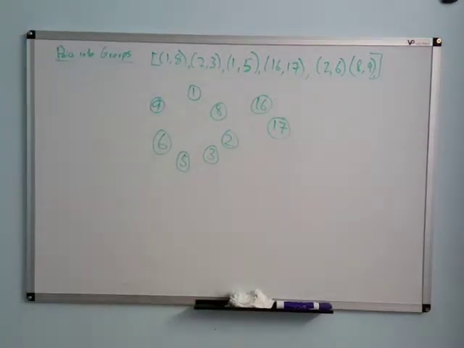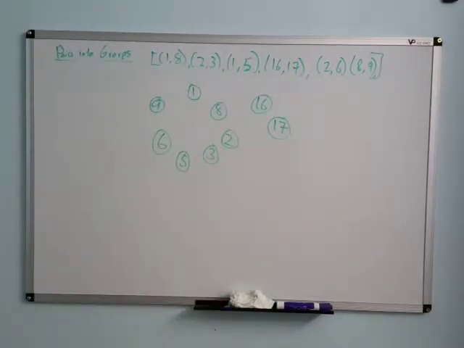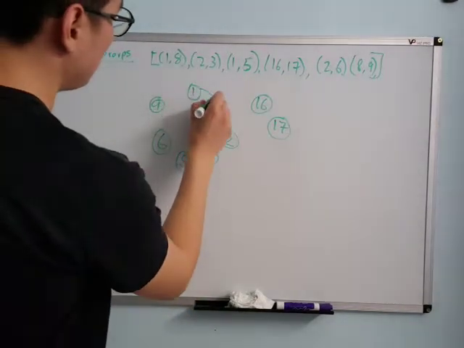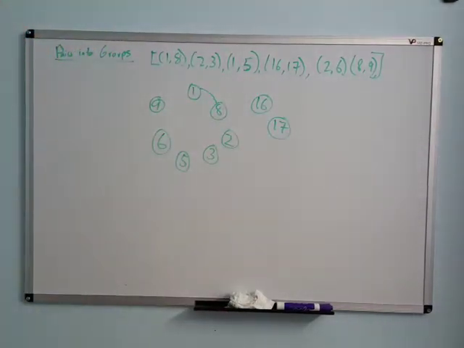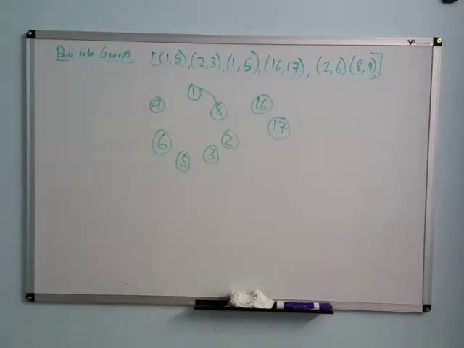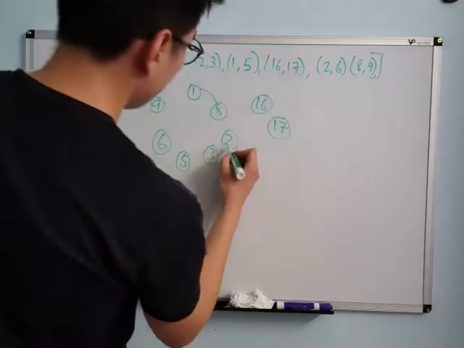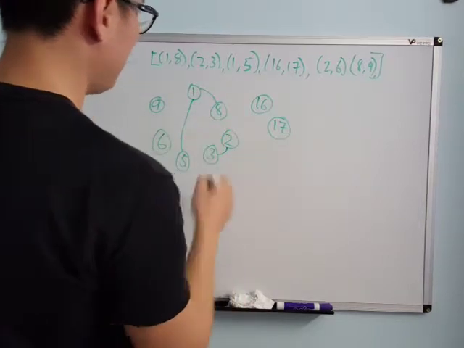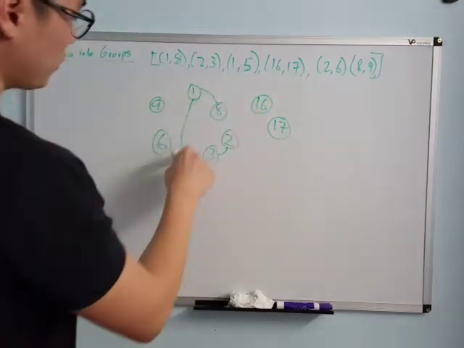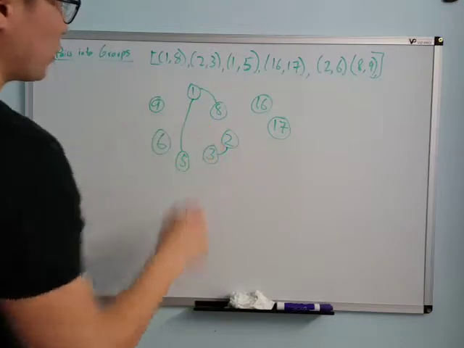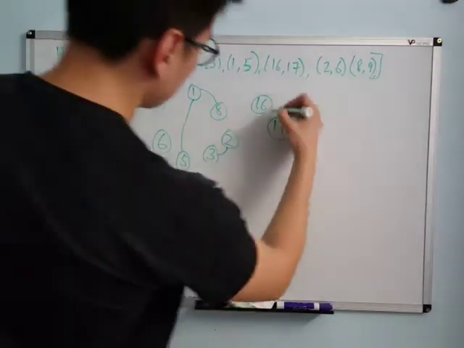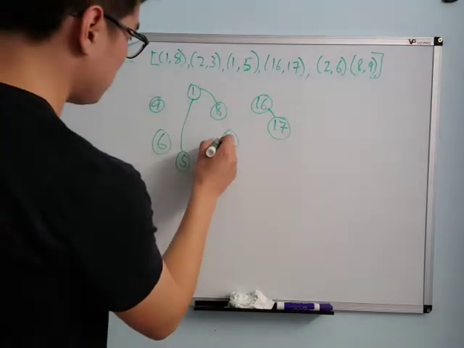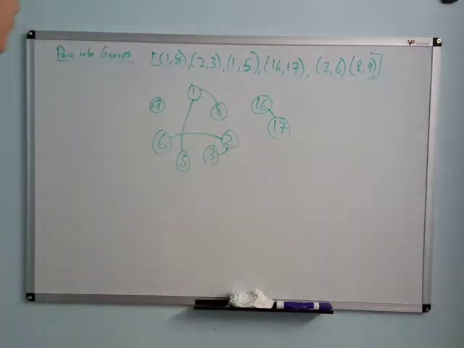Right, so now I'm going to draw an edge from 1 to 8. And it goes both ways. I forget the word for that. 2 and 3. 1 and 5. So interesting here, 1 and 5, we created a grouping of these 3 numbers as a group. 16 and 17, 2 and 6, 8 and 9.